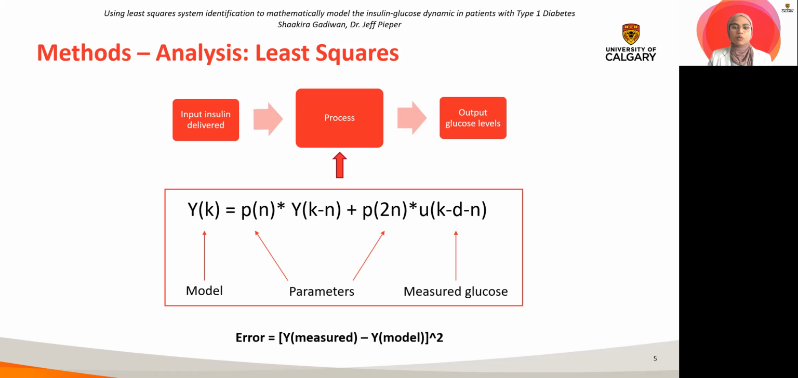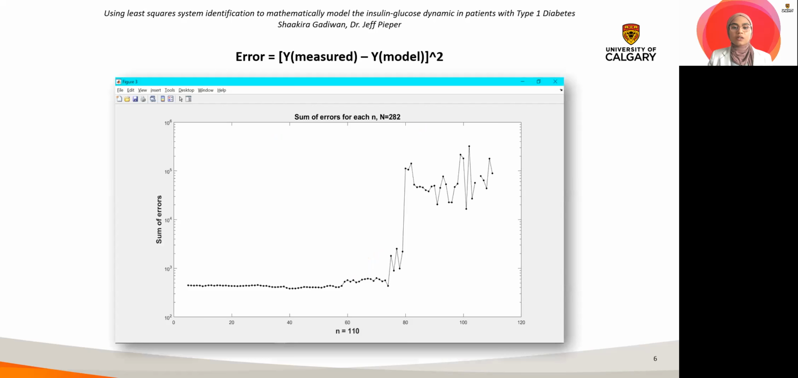I then summed the square of the difference between the model and the measured data. The model generated by the least squares approach with the lowest sum of errors will be used to predict the behavior of glucose and determine the required amount of insulin.